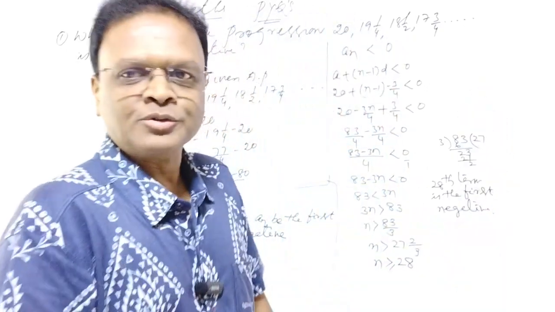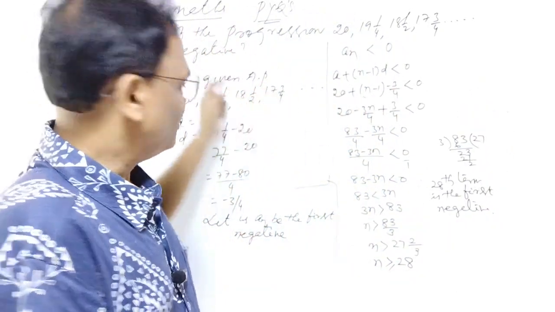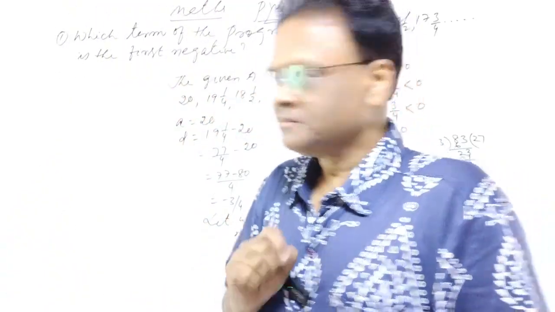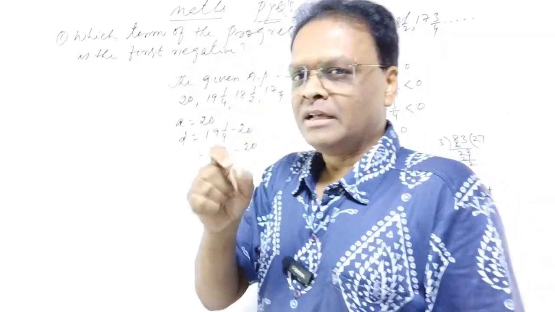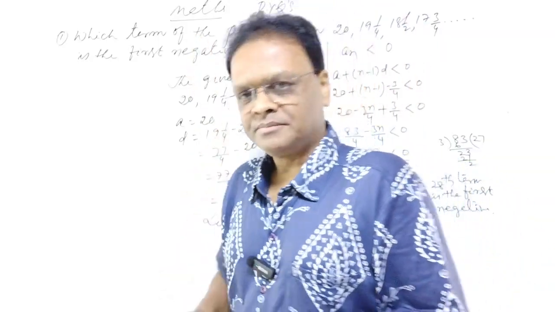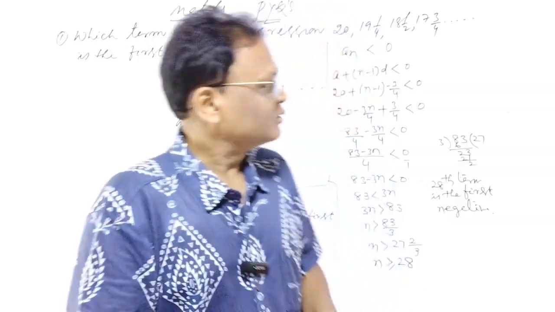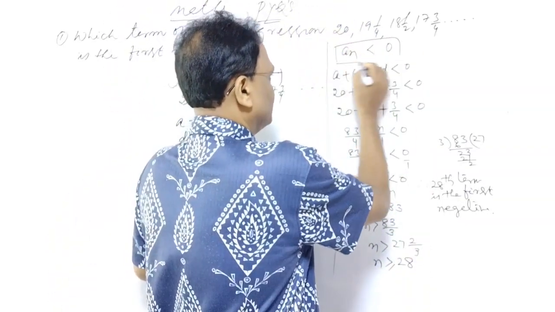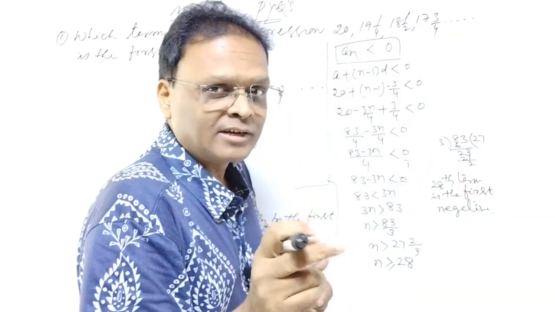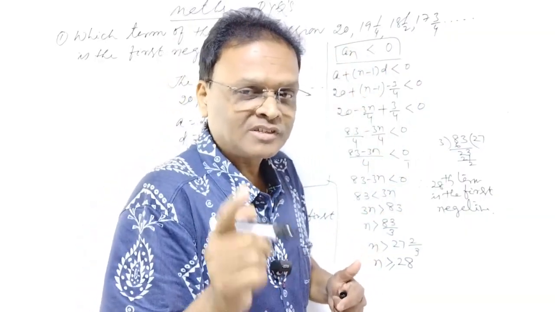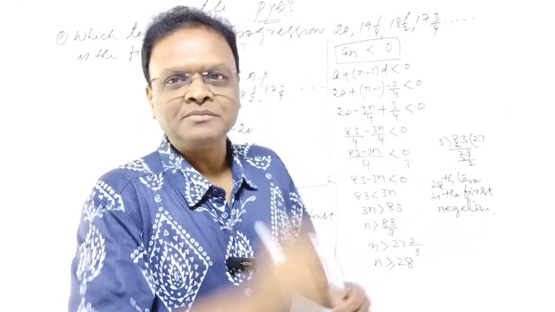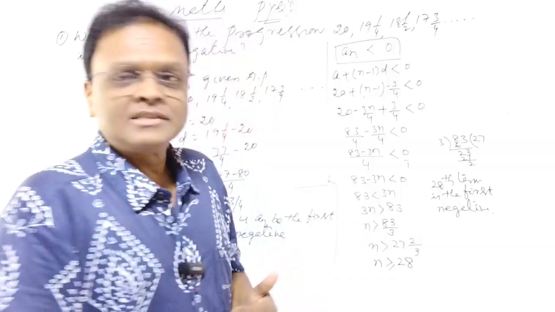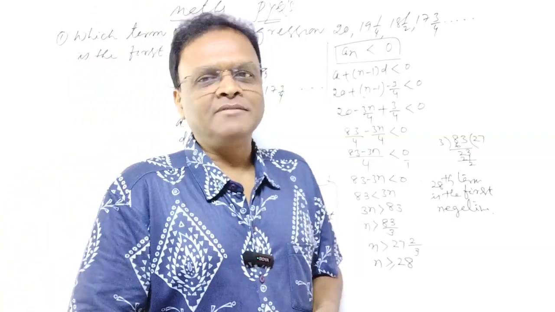I hope you understood. Very simple. The AP is there, you can find a and d. After finding d, I have to consider, because he is asking which term is the first negative, let the term be the nth term. So I have taken the nth term as the first negative, which means it is definitely less than 0. So I have written less than 0. And finally, the 28th term is the first negative.